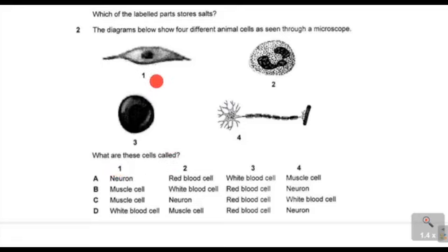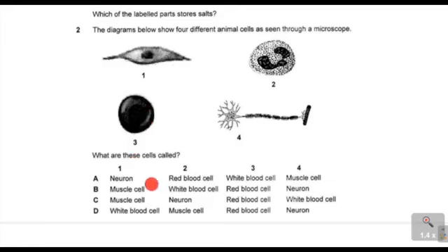Cell 1, this is called the muscle cell. Cell 2, this is called the white blood cell, specifically the phagocyte. Now we can just go for white blood cell. Cell 3 is called the red blood cell. And cell 4 is called the nerve cell or the neuron cell. So let us look at our options.